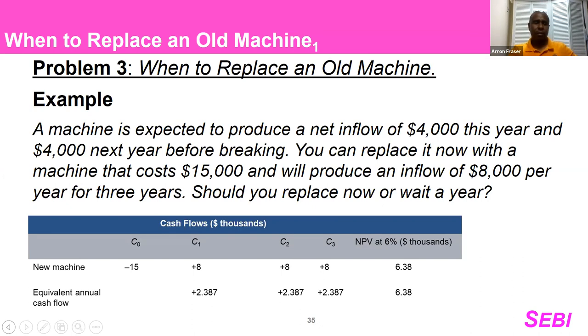Any comments or questions? Sorry, equivalent annual cash flow is basically the present value over the annuity factor, right? Right, over the 3 year annuity factor, because you see this projection goes for 3 years. So you go back to the table that I had just now, you find the interest rate of 6%, then you go down to the 3 years and get that annuity factor and use that to divide the NPV, and that will give you the equivalent annual cash flow here.